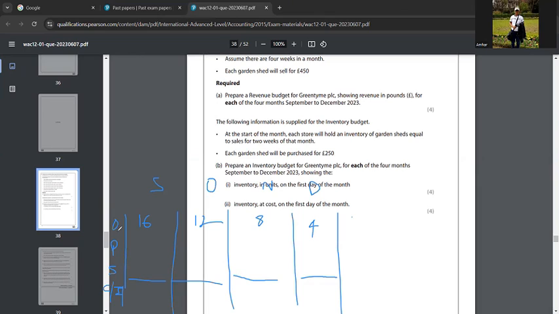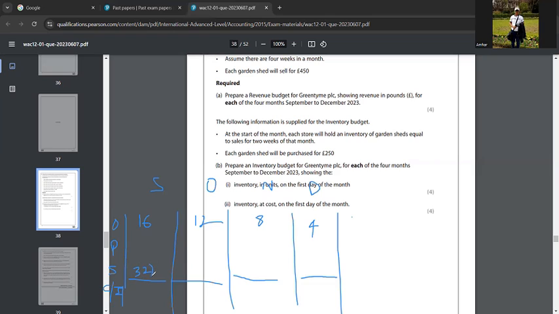So now opening inventory is done. So now sales units. What is the sales unit in this question? For September, it's 8 into 4, right? Yeah. Because look at the question. In the question, they're saying September, they will sell 8 gardens a week. So there are 4 weeks in a month. So 8 into 4. So 8 into 4 is how much? It's 32. So for sales, put 32.